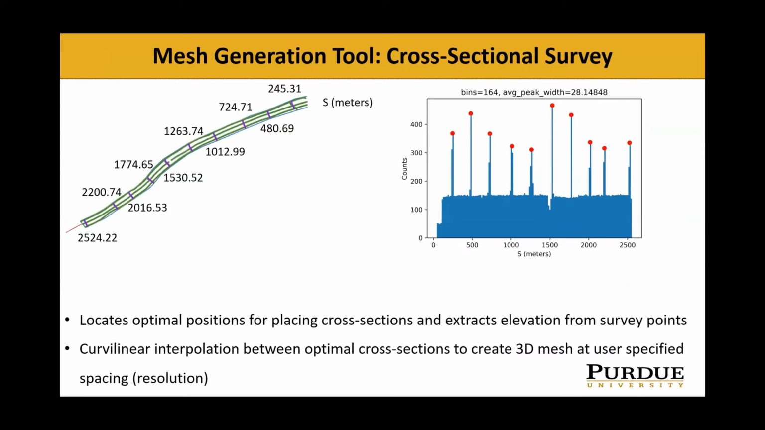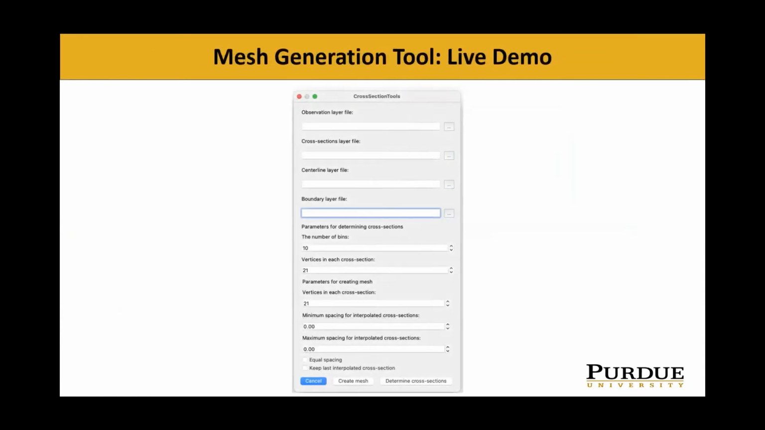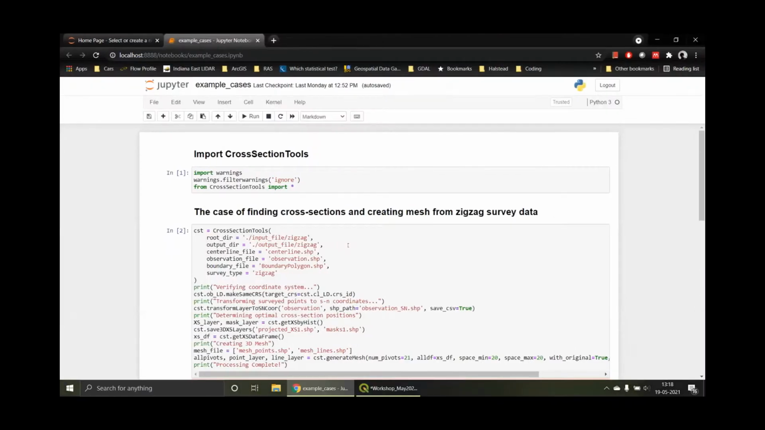To give you a bit of an idea, what this does is that it looks at the distribution of the points to create cross sections at optimal locations, and then interpolates between these cross sections to create a 3D mesh. We have developed this in Python. We are still developing the GUI, but it will look something like this, where the user just gives us the inputs, the outputs, and the parameters, and it gives us the mesh. I'll do a short demo of this based on our Python tools.